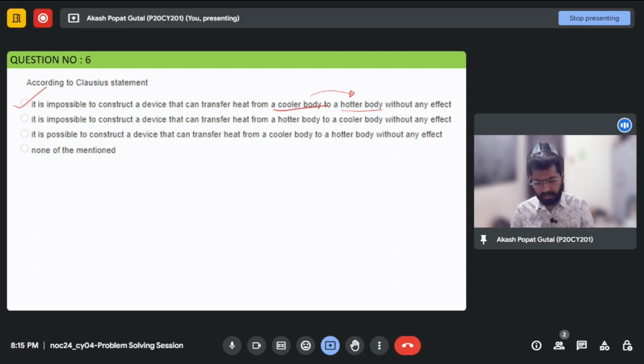Let's see if the second statement is right or not. It is impossible to construct a device that can transfer heat from a hotter body to a cooler body without any effect. It is possible actually, so this statement is false. And the third statement is, it is possible to construct a device that can transfer heat from cooler body to hotter body without any effect. Without any effect, it's not possible. So this statement is also wrong, because we need to do work to transfer the heat from cooler body to hotter body, which we do in refrigeration.